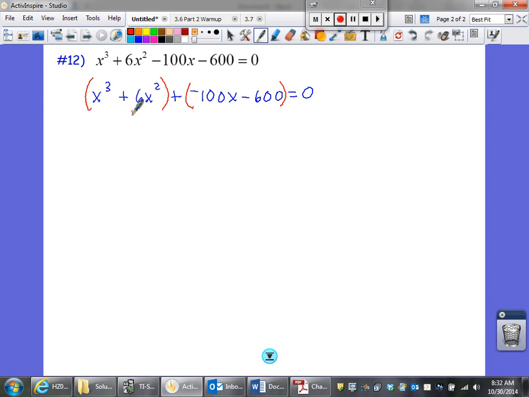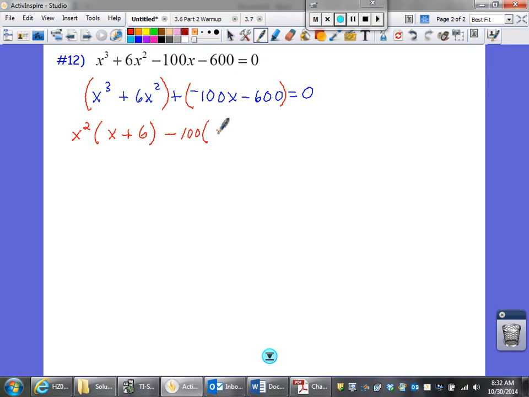I'm going to factor out the GCF out of the first 2 terms, which looks to be an x squared. What's left over? X to the third divided by x squared is x. We still have a 6, and the x squared has been factored out. So we're left with x plus 6. And the second one, I notice there's both negatives here. So I'm going to pull out a negative, okay, so it turns to positive. But I also see that 100 goes into both of these. So I'm going to pull out a 100, factor it out.